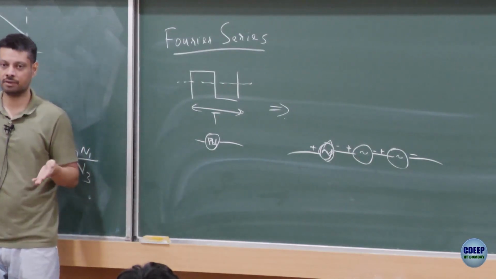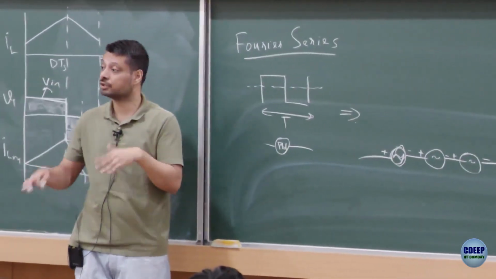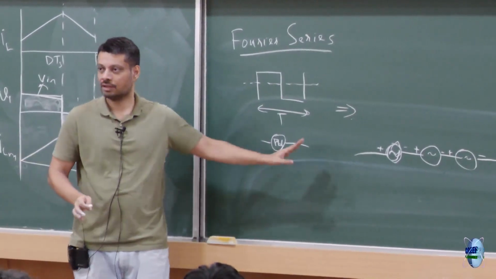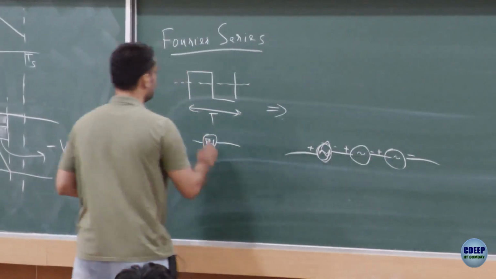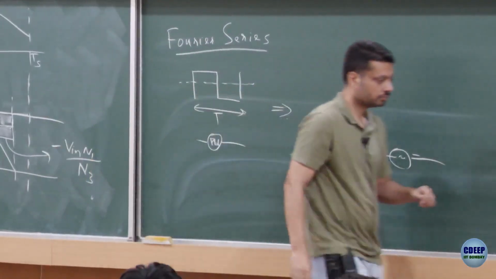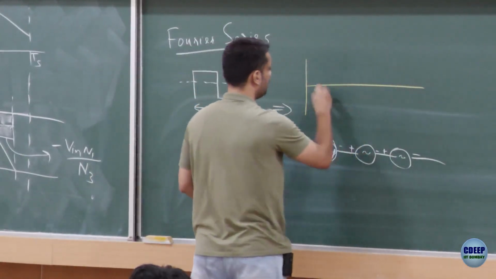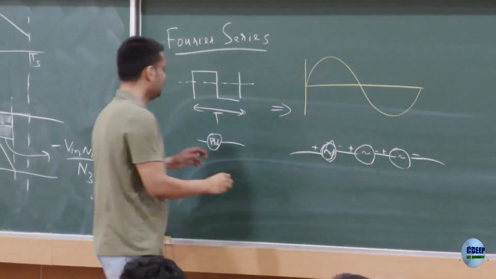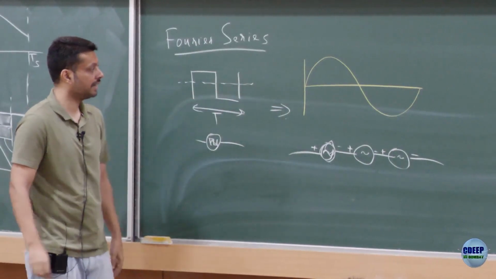So you can imagine a square wave as a combination of multiple sinusoidal or cosine sources of different frequencies. That's the meaning of Fourier series. In this case, it becomes quite obvious that if you have a sine voltage of the same frequency as the square voltage, this is how it looks.